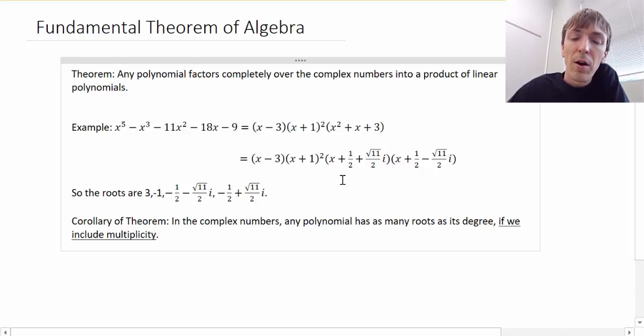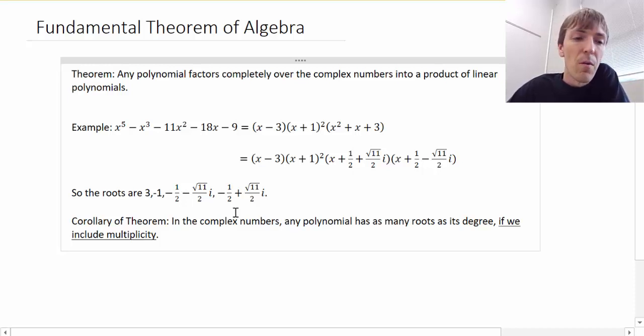Okay. So what are all of the roots of this polynomial? Well, there's the two real ones, 3 and minus 1. They're still there, but now we've added to that list two complex roots, minus 1/2 minus square root of 11 over 2 i, and minus 1/2 plus square root of 11 over 2 i. Notice that again, it's coming in a conjugate pair.